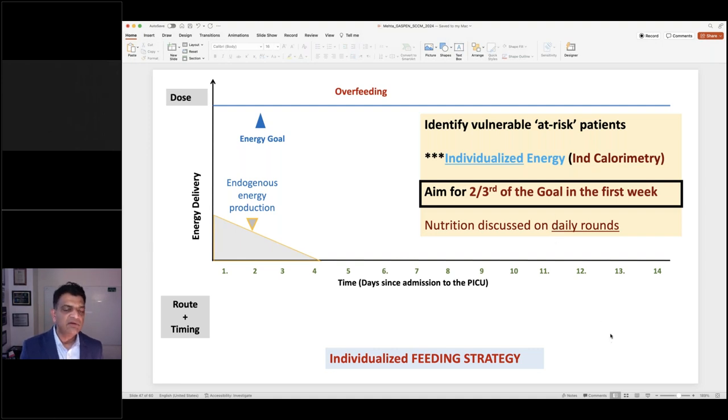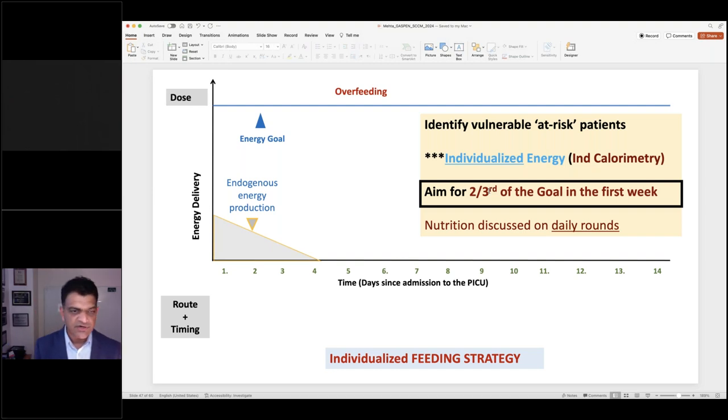If not, I would be careful about using excessive estimates, which were shown to be inaccurate. And particularly in the vulnerable at-risk patients, I'll pay careful attention to prescribe a prudent goal. Once I've prescribed that prudent goal, I'm conscious in my mind of some amount of endogenous energy production. So I'm not in a rush to pump all the goal feeds right away. In fact, based on our observational studies in the past, you need to just go to 2/3 of the goal in the first week. That's what's associated with better outcomes, not 100%.